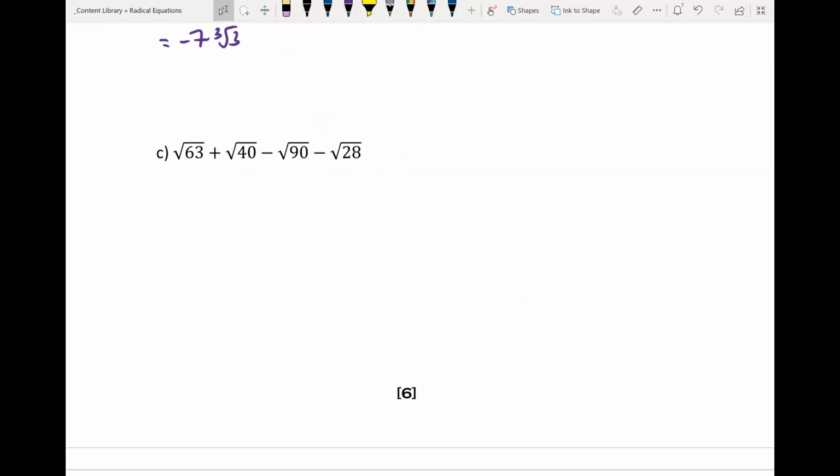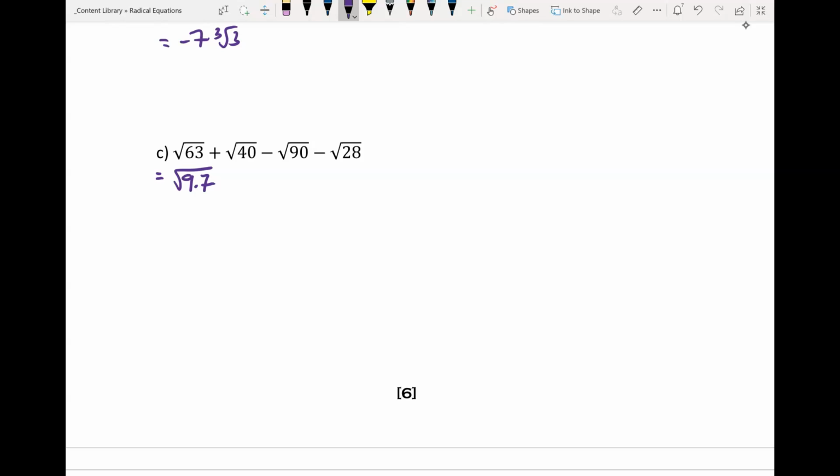Moving on to C. Similar type of question as B in that we don't have the same radicand for us to go ahead and simplify this right away. So I'm going to have to try to write this into mixed radicals. For the root of 63, I'm going to rewrite 63, and I have to think about perfect squares as I do this. 63 can be written as 9 times 7.